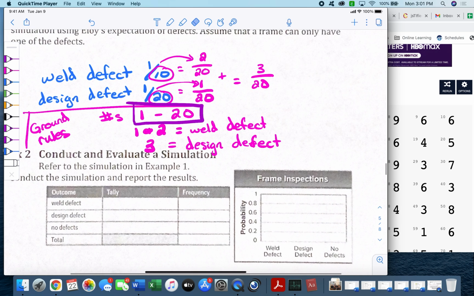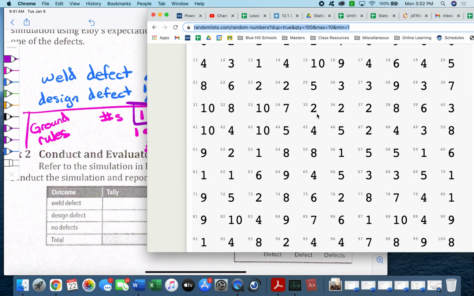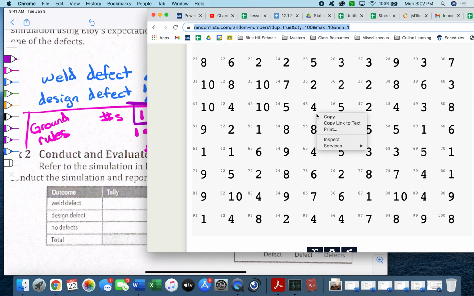So, Caden, just a minute ago, said 15% are defective, right? I have a 15% chance of getting a defect, because 3 out of 20 is 15%, okay? 15% of all the bikes going on the assembly line have some sort of defect, okay? Here's my random number generator.